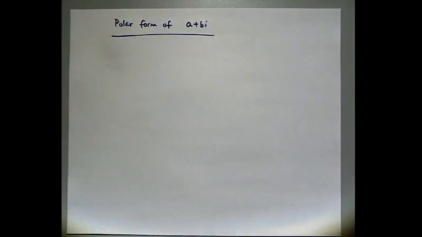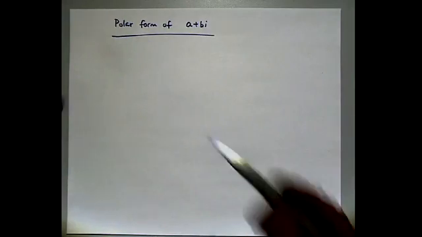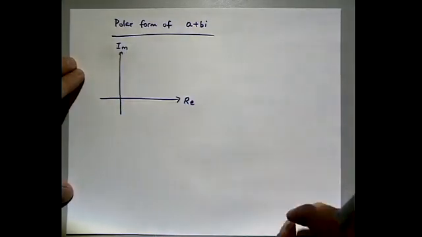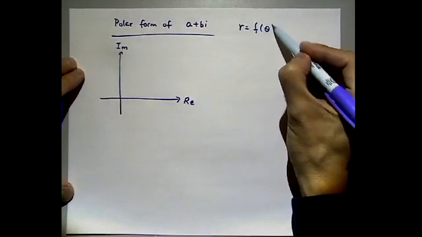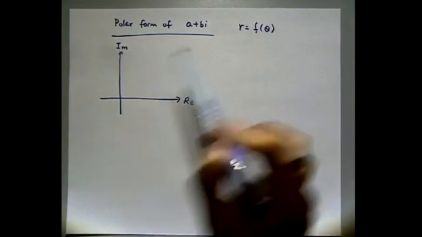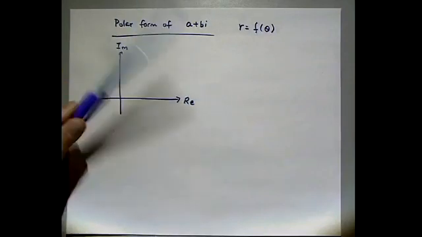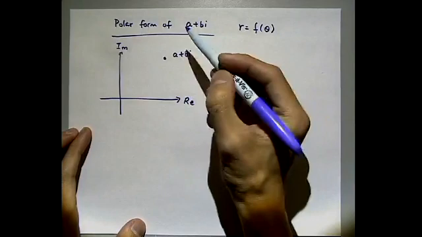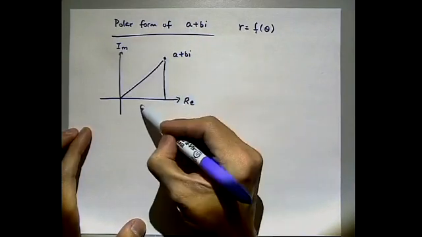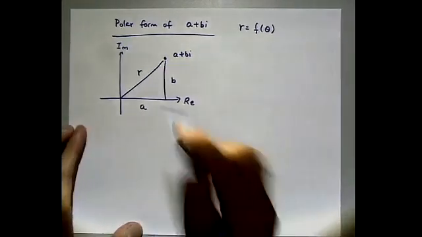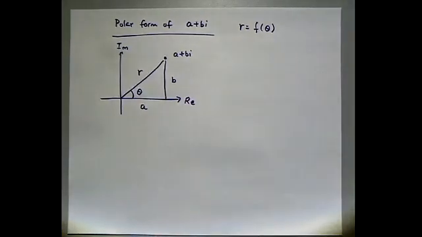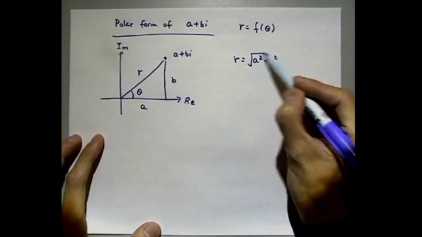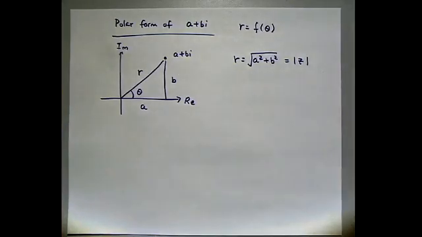Now let's look at the polar form of a plus bi. Remember, this is r as a function of theta. Right? The distance from the origin and the angle measured from the horizontal axis. That's the polar coordinate. So if we go back to the triangle and use Pythagorean theorem again, we can find r right away. R is pretty easy to find. And that's nothing more than the modulus of the complex number z.